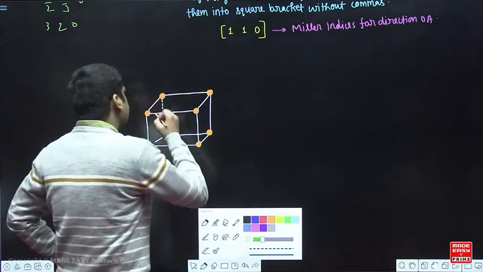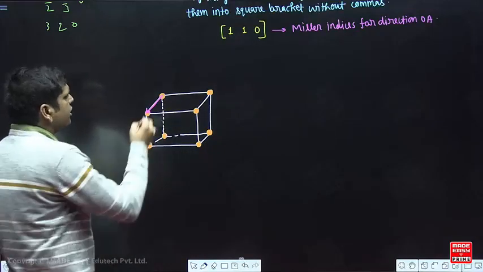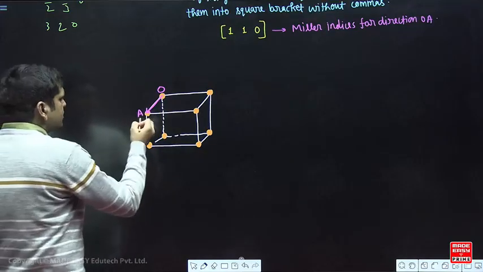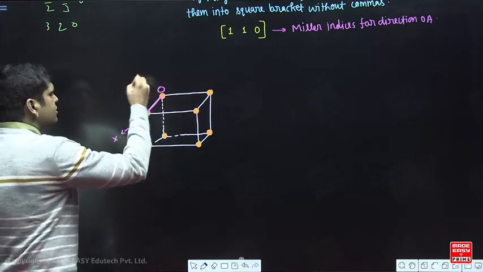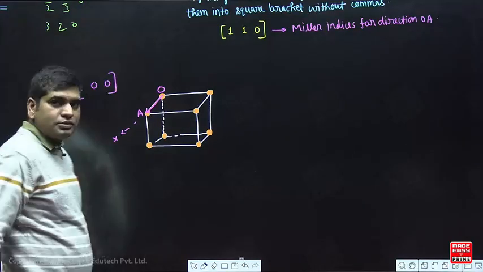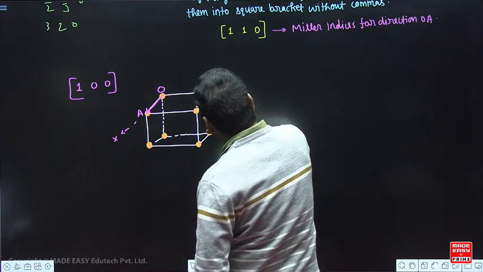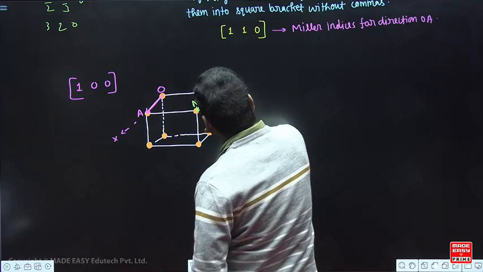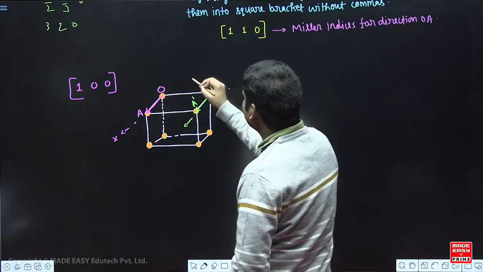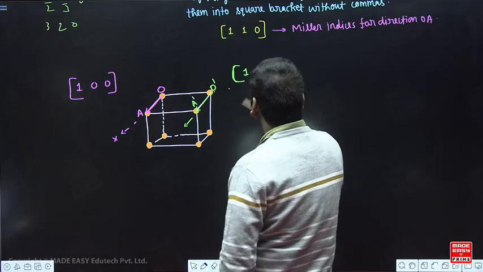Now, suppose I want to determine this direction's Miller indices. I will take the origin at this point and calculate for this. Suppose this is the x axis, then y, z like this. So we would be getting 1 0 0, right. Now, let us suppose I have to calculate for this line, O dash A dash. I will take the origin at this point, and then x axis at this, y at this and z at this. Again I would be getting 1 0 0.